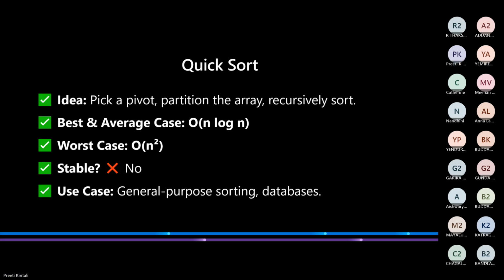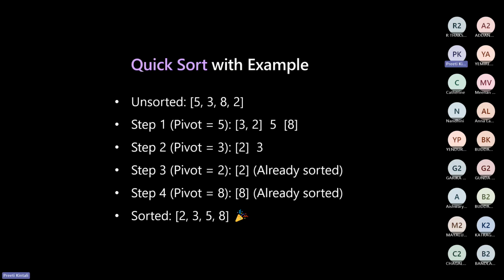Now, let me explain with an example: 5, 3, 8, and 2. If I take a pivot of 5, what are the elements less than the pivot? 3 and 2. So I will place 3 and 2 at the left, and the pivot will be here, and then 8 will be at the right.